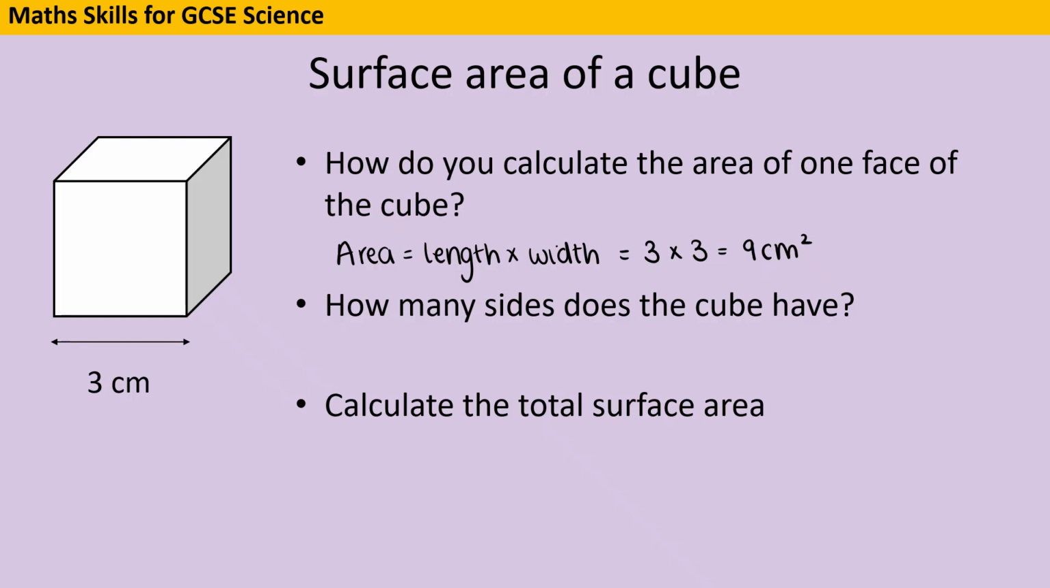Now a cube has 6 sides, a front, a back, a top, a bottom, a left and a right. So that means that the overall surface area is going to be found by multiplying that 9 centimetres squared by 6, which gives us a total surface area of 54 centimetres squared.